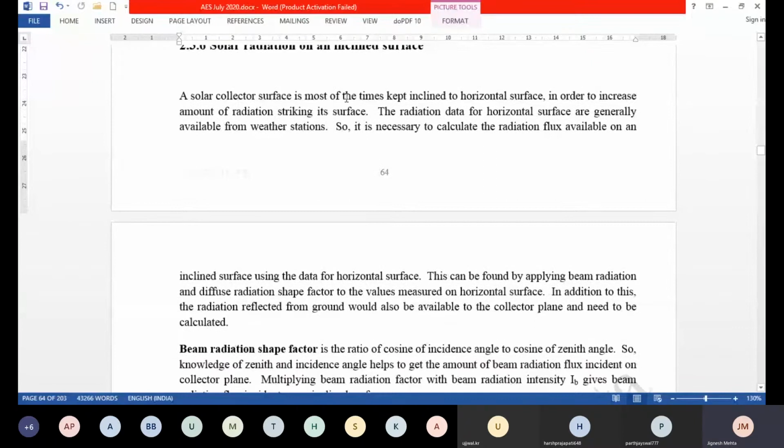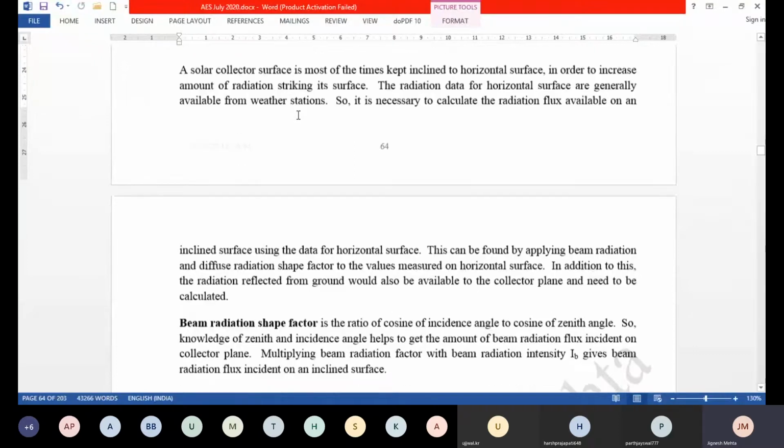Now, what is the reason why we keep the collector inclined? That was understood with the help of an example, and you could see that the angle theta, that is the incidence angle theta, came out to be smaller than the zenith angle theta z, right? So now you can say that more amount of energy, solar energy or radiation, is available on that collector which was inclined to the horizontal plane.